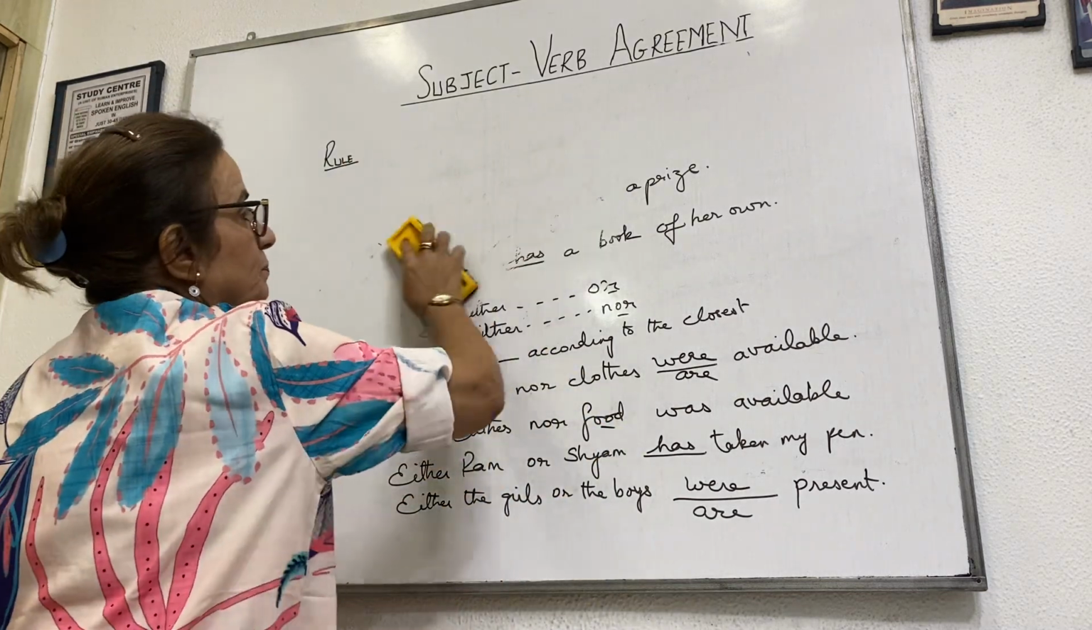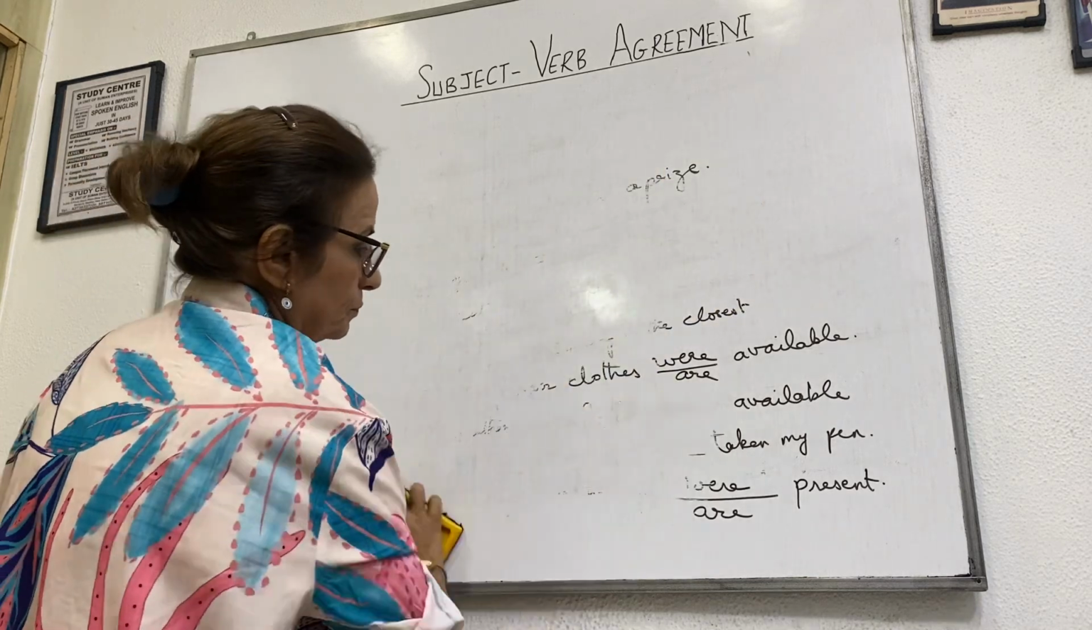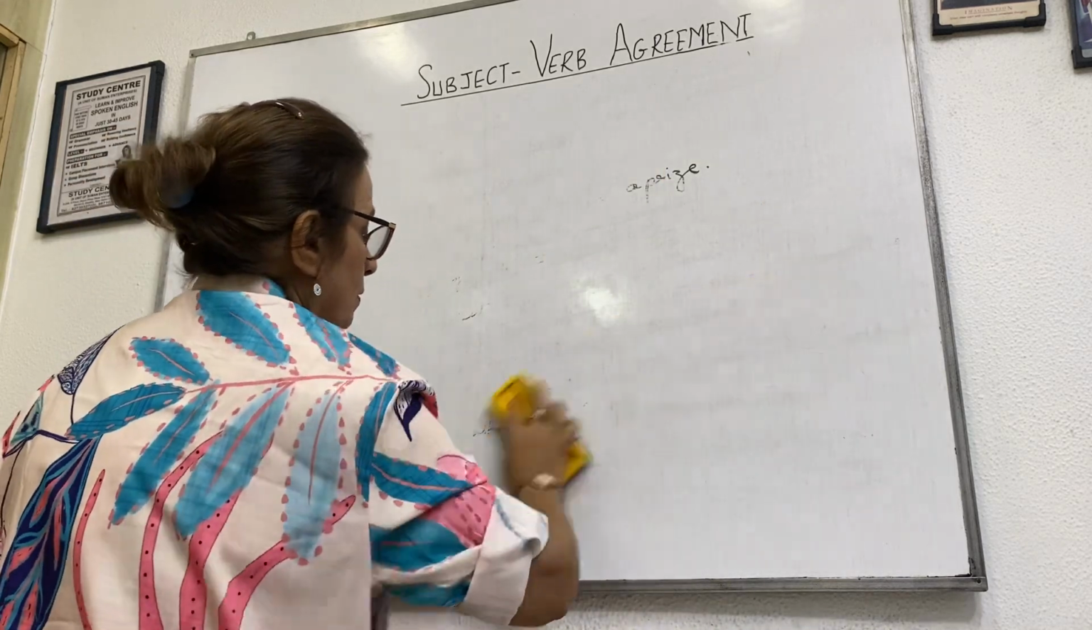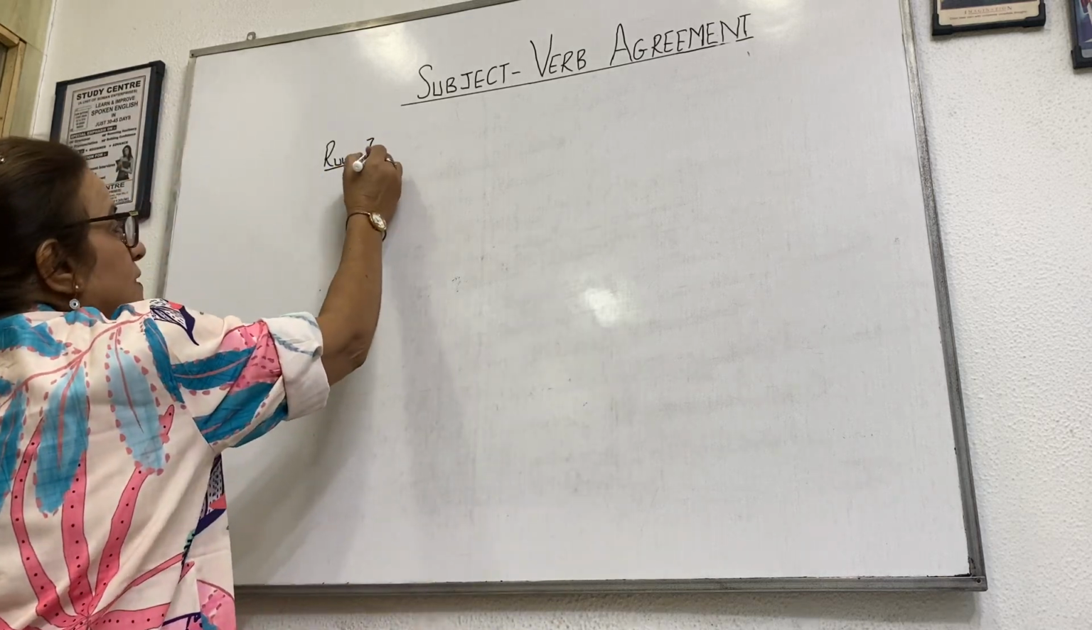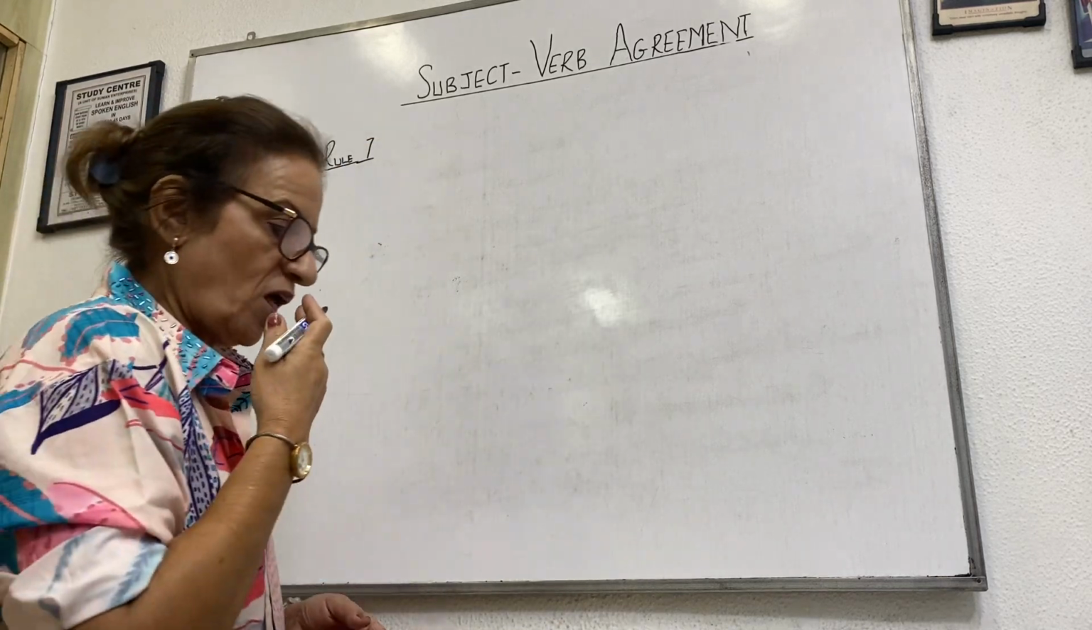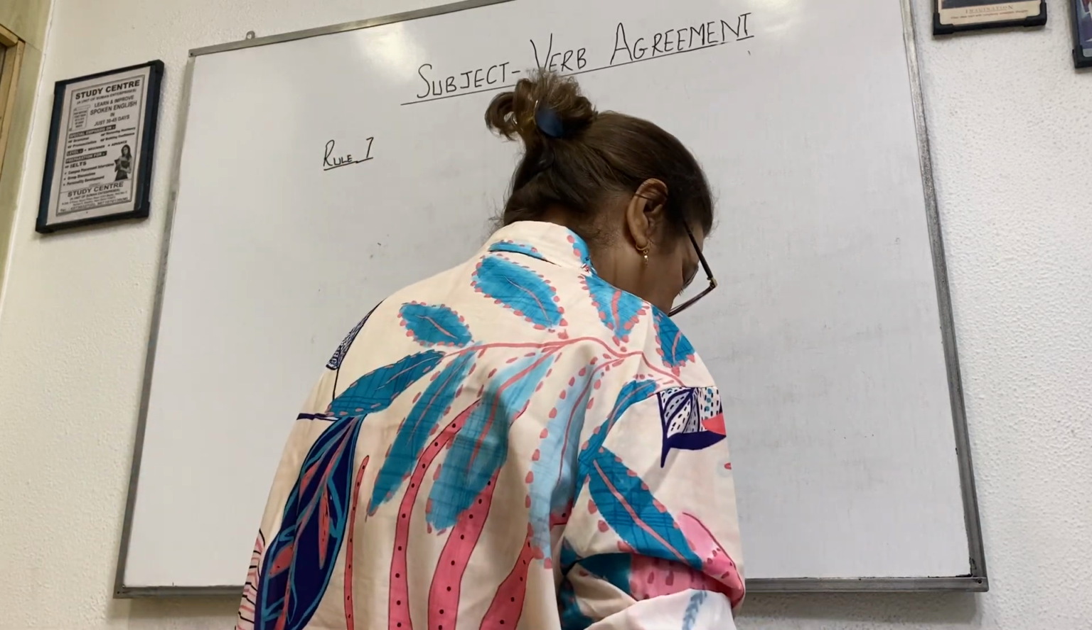Rule number 7. First you get the rules clear, then I will give you an exercise, so that a mixed bag, so that you can do them and then clear your doubts.